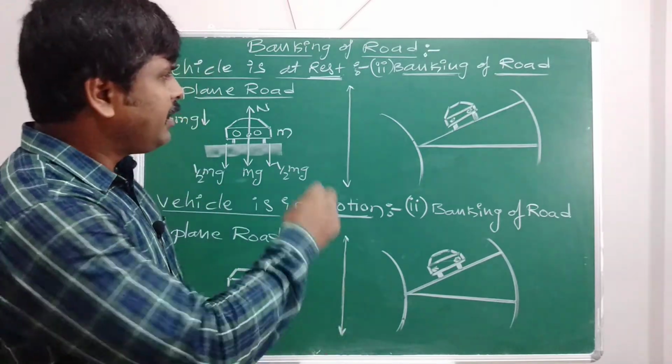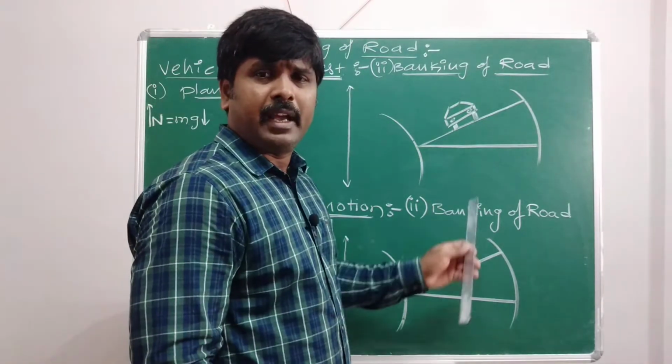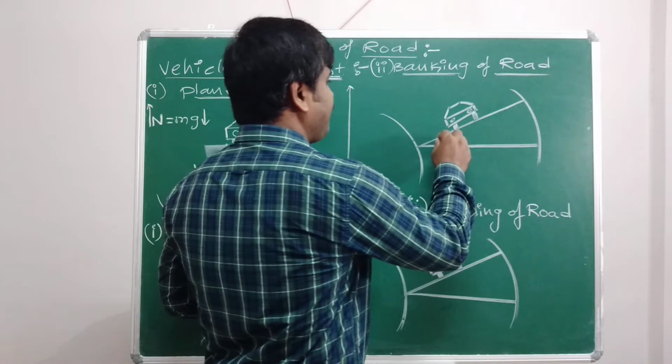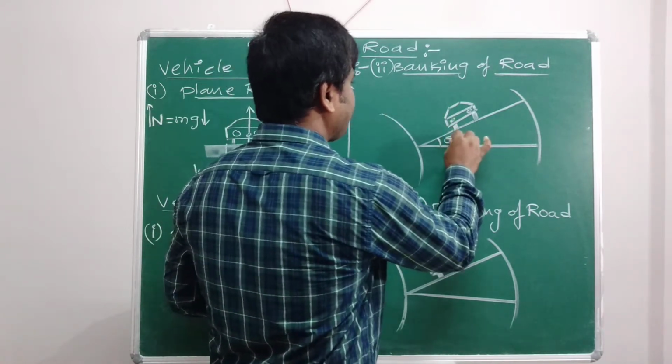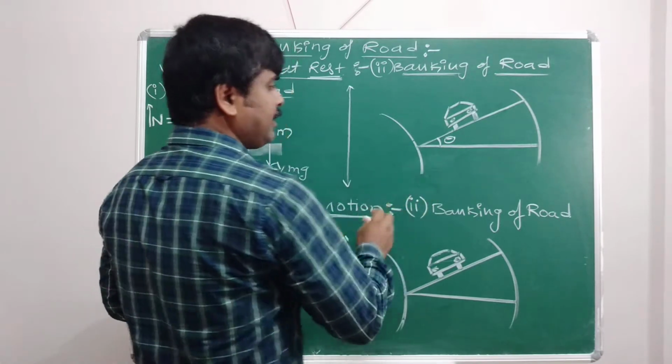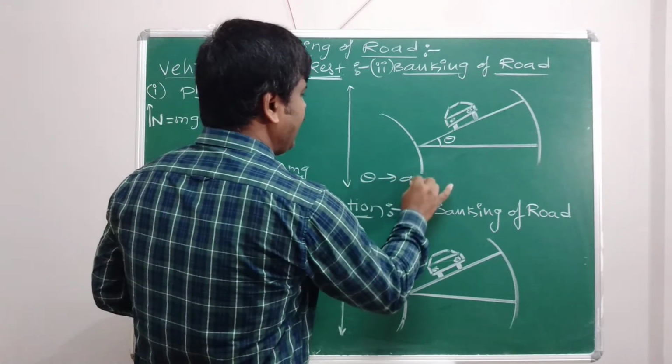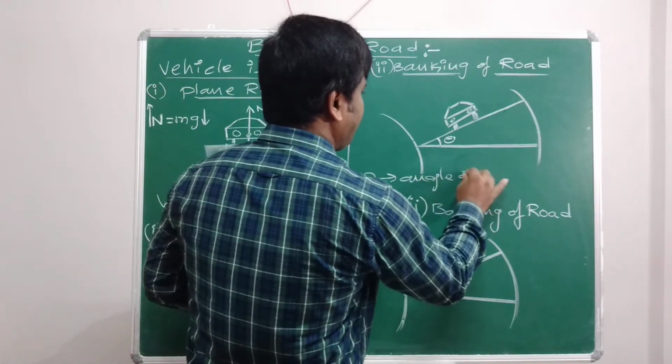And what about the normal reaction on the angle of banking of the road? So what is theta here? Theta is the angle of banking.